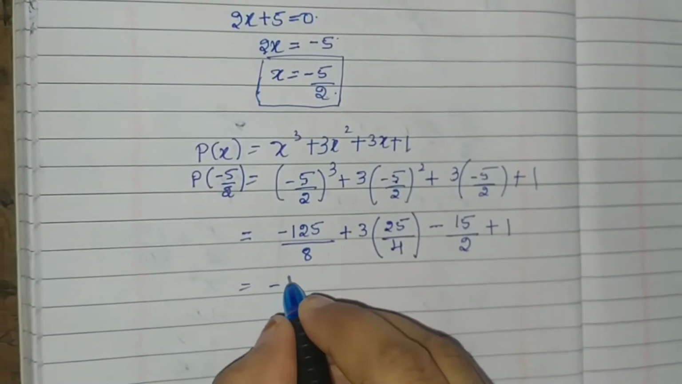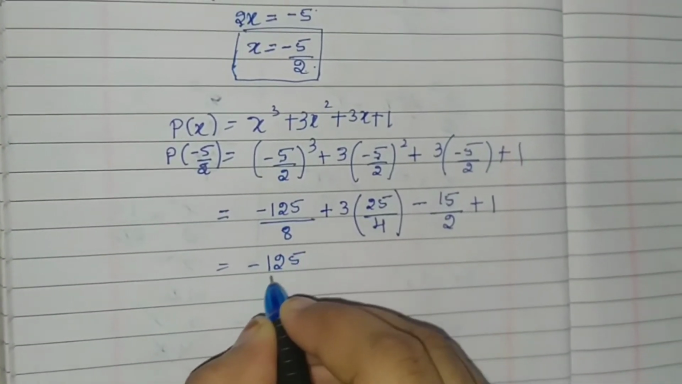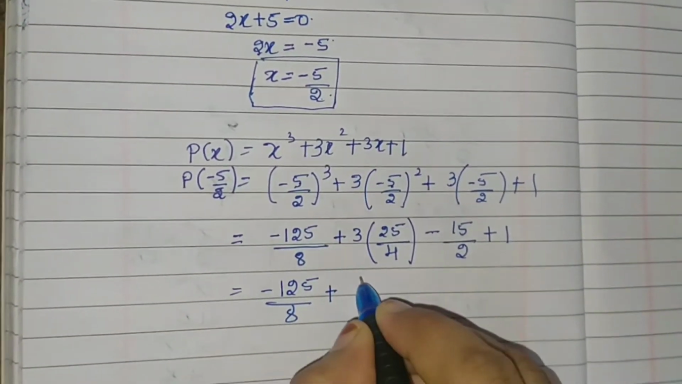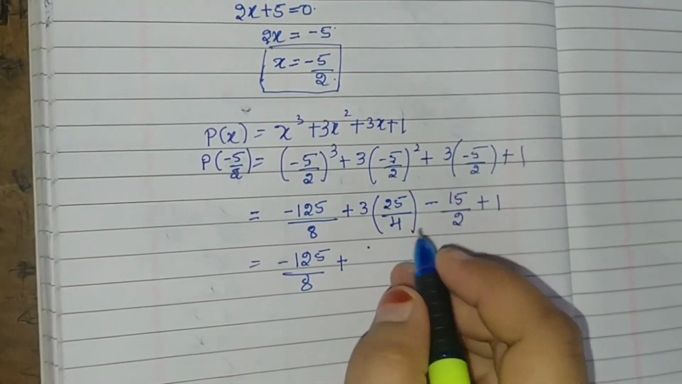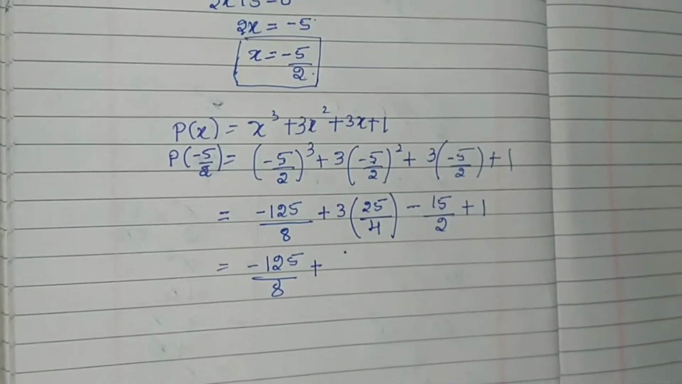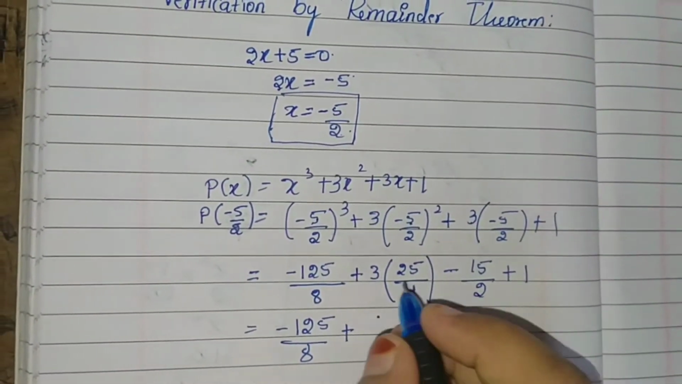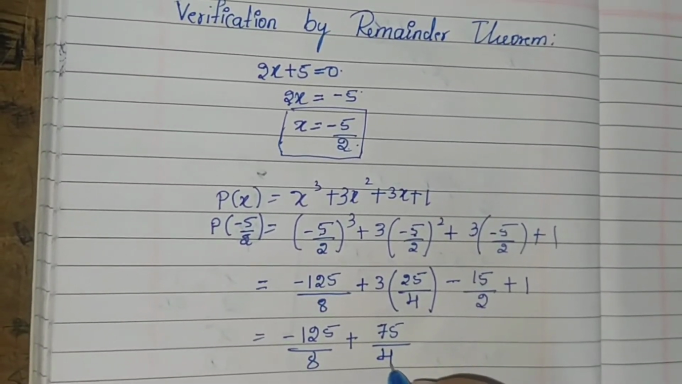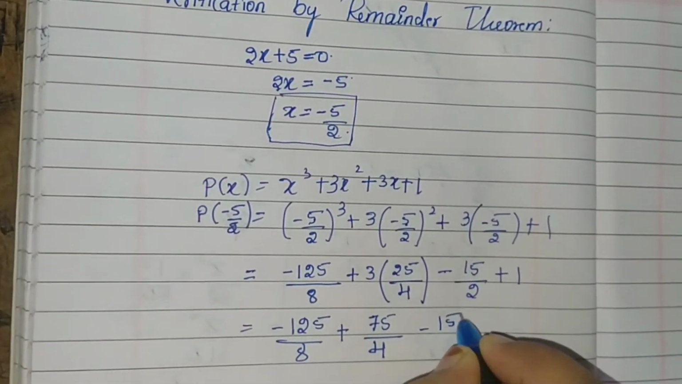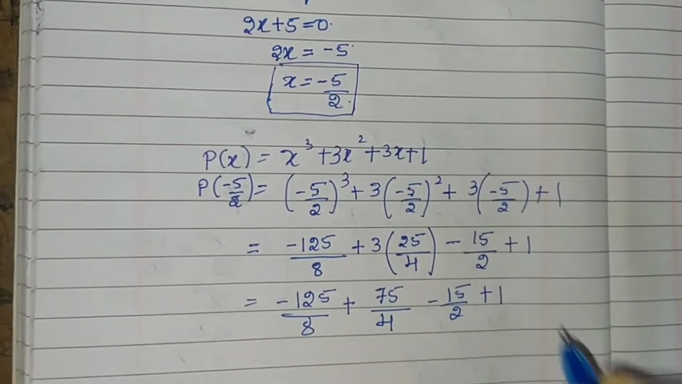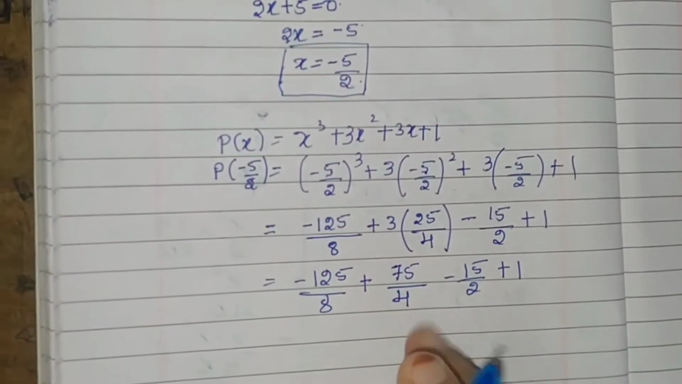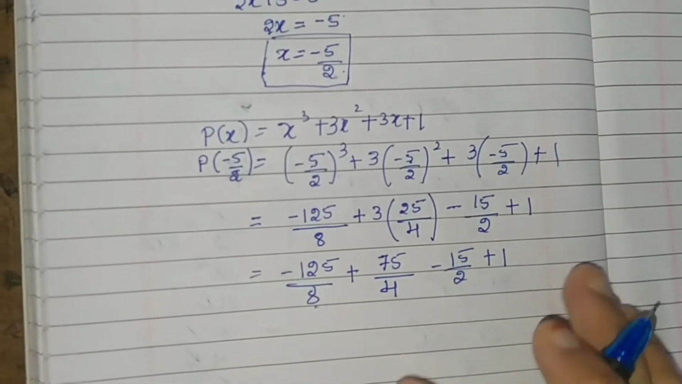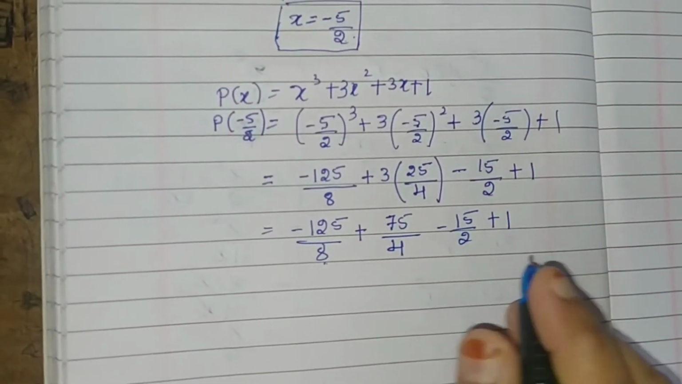So this will be equal to minus 125 divided by 8 plus, so you can see here 25 3s are 75, divided by 4, minus 15 by 2 plus 1. So now just take the LCM. The LCM of 8, 4, 2 and 1, I have explained in my previous video also. So we are going to get 8, right?